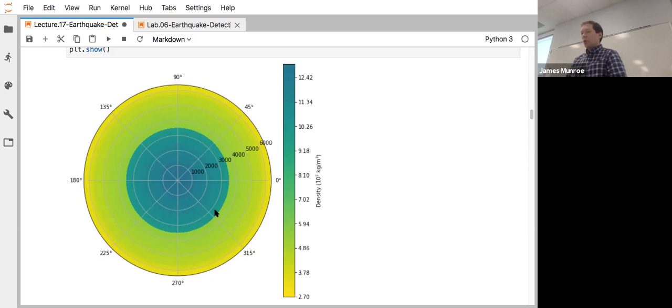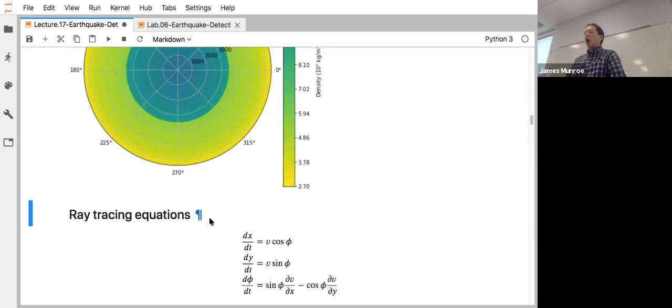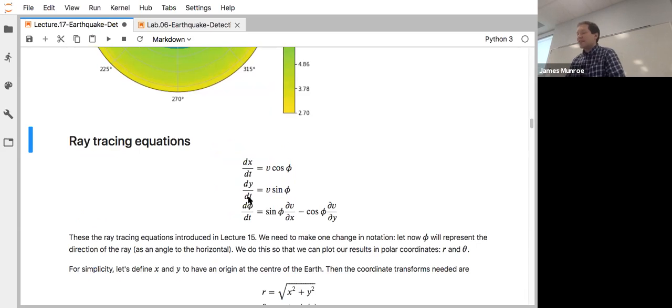The equations of motion, as we went over on Tuesday, are the ray tracing equations, basically saying that the velocity is given only by where you are. The velocity is a function of x and y. It travels at a speed given by that velocity in some angle. And I'm going to use the symbol phi to represent the direction it's going, which is different than the theta of where you are in x and y in polar coordinates.